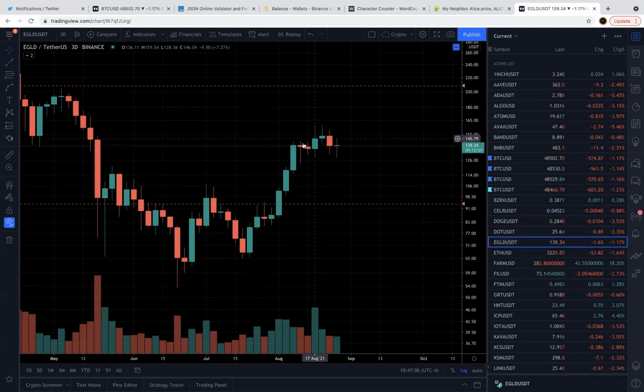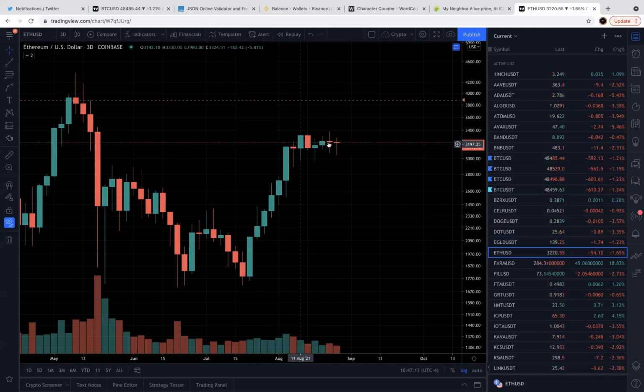EGLD, not bad. It's consolidating here. Okay, sort of. ETH consolidation has been amazing. This is very positive. It's boring because, see, this is also very challenging in a way. Manually it's okay, but it is challenging.